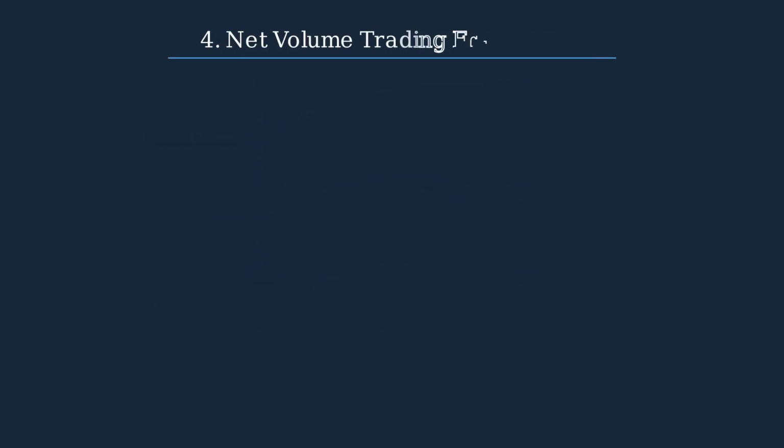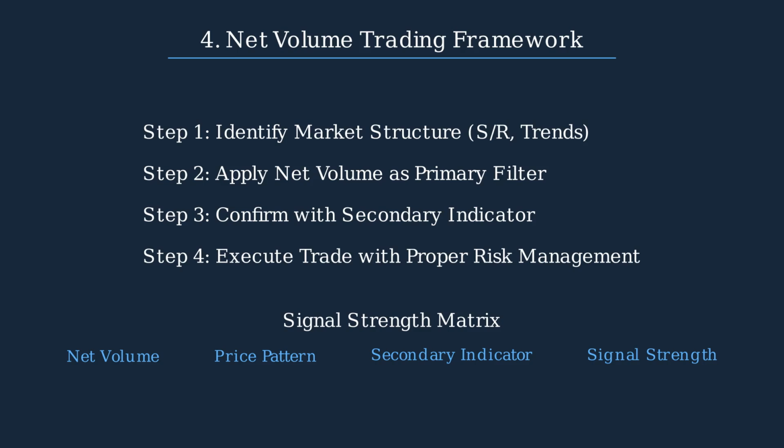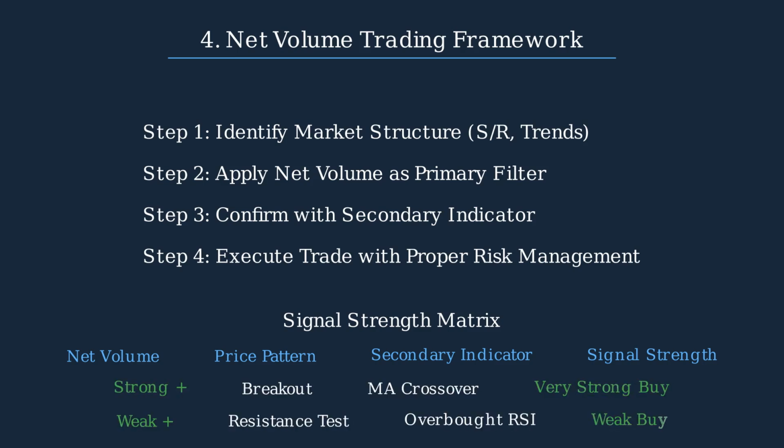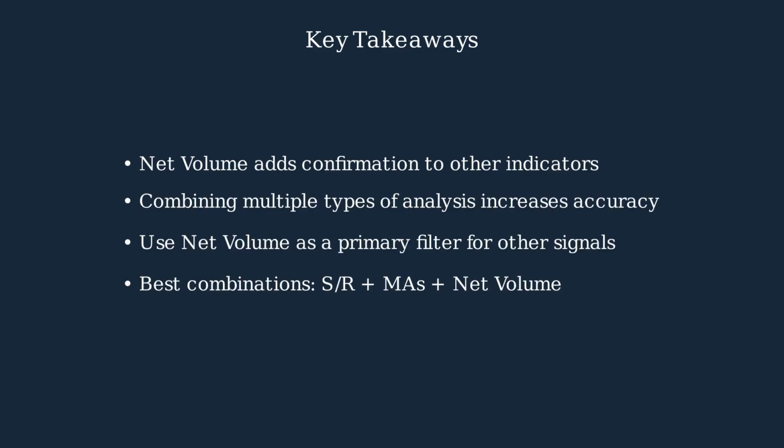Let's build a practical framework for incorporating net volume into a complete trading system. This four-step approach ensures net volume is properly integrated with other technical indicators for the most reliable signals. Here's a signal strength matrix showing how net volume combined with price patterns and secondary indicators produces different levels of trading signals. To summarize what we've learned about combining net volume with other indicators, by using net volume as a foundation and adding other technical tools, you can build a comprehensive and reliable trading system.